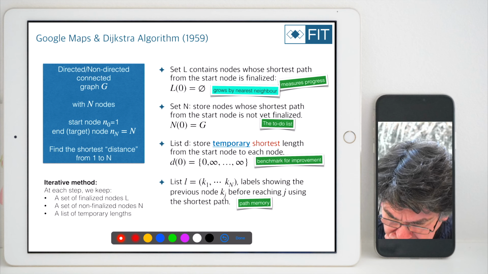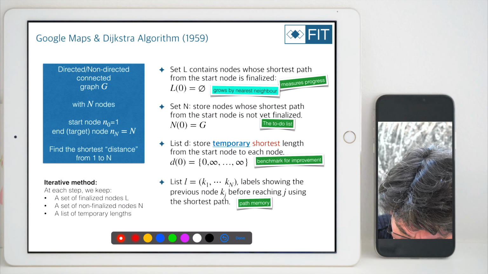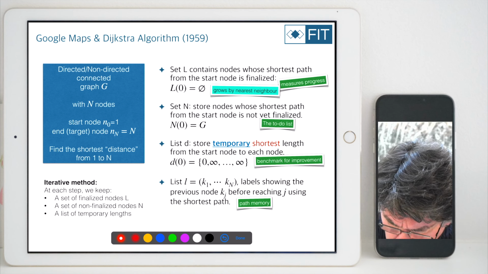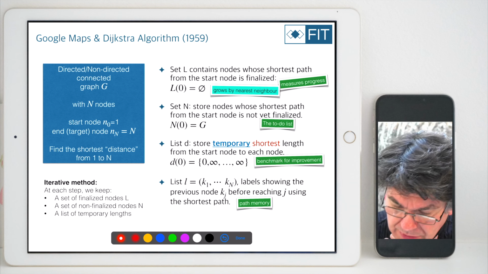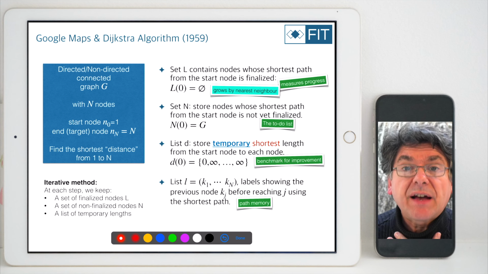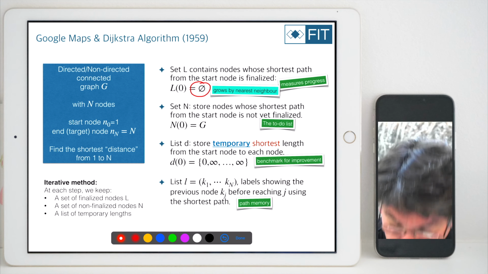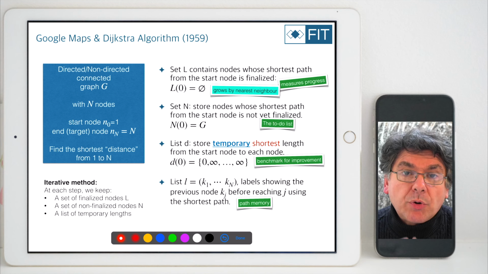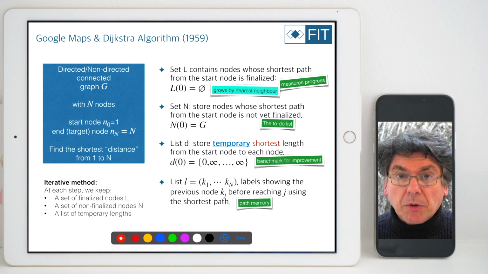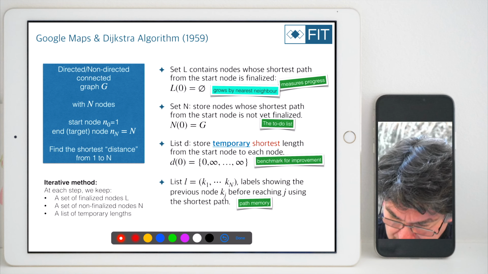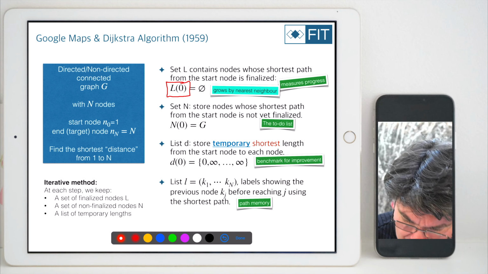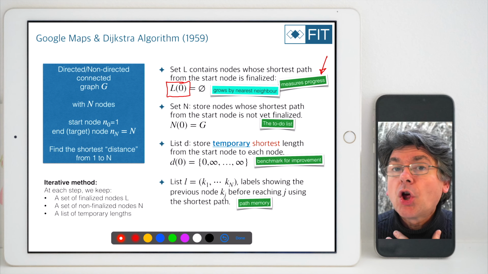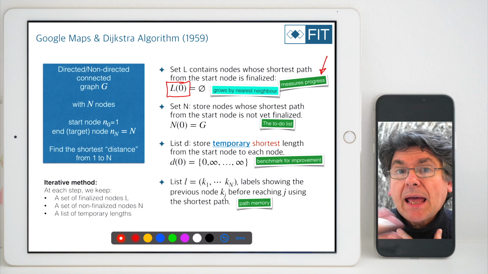So once again, we're going to have a set that we'll call L, which will contain nodes whose shortest paths from the start node is finalized. At the beginning, that will be the empty set. We don't know anything, any node. We approach the problem without any knowledge as to what is optimal. Everything is possible. This list, L, is what will allow us to monitor progress as we go ahead in our iteration.